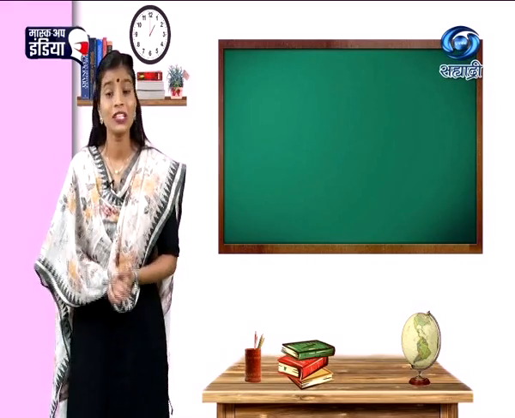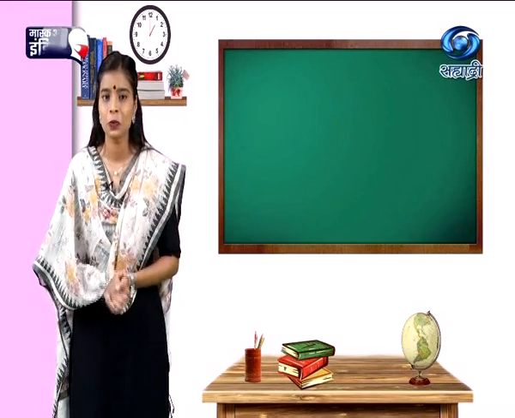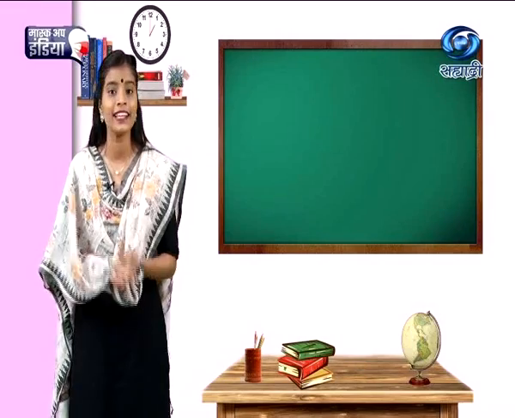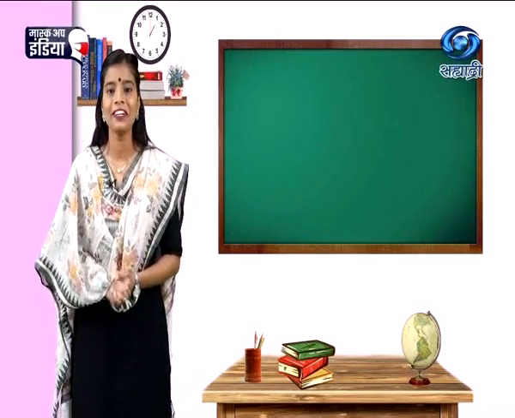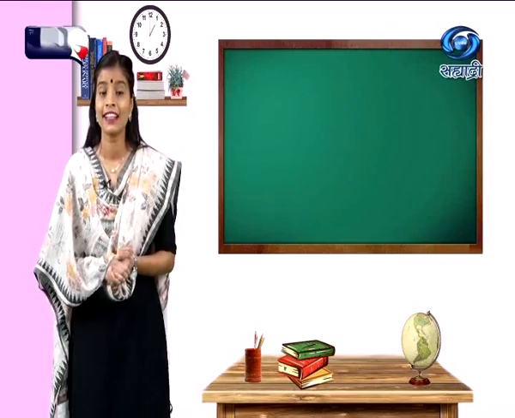Now, let's have a look at the next picture. Alright, were you able to guess who was in this picture? Yes, it was a policeman. A policeman is someone who maintains law and order in the society. He works with the government.